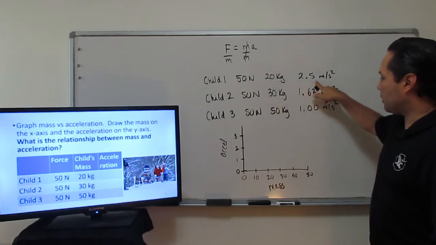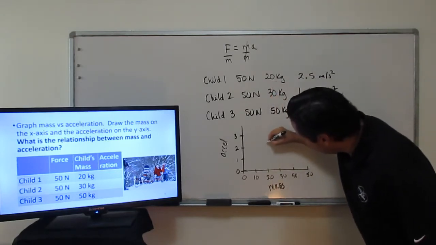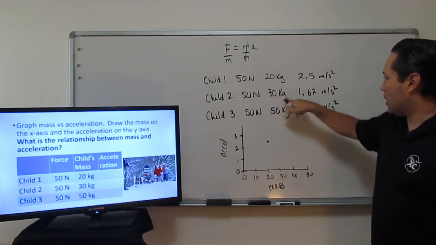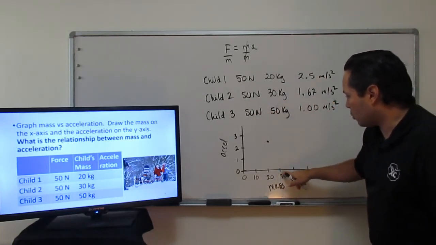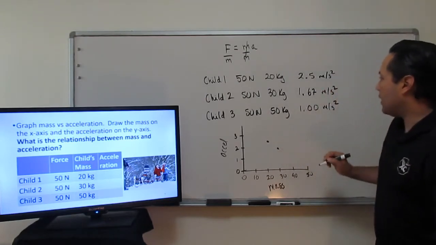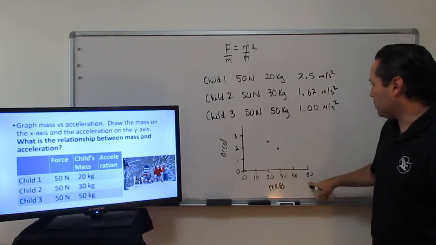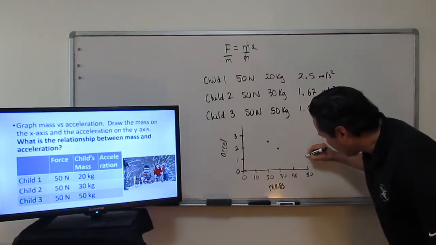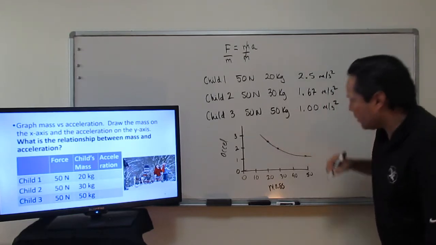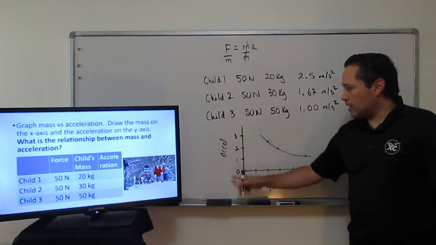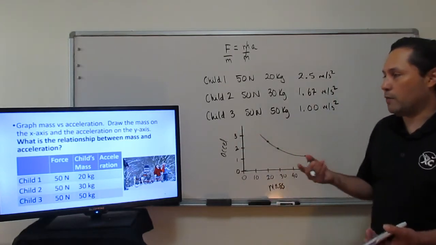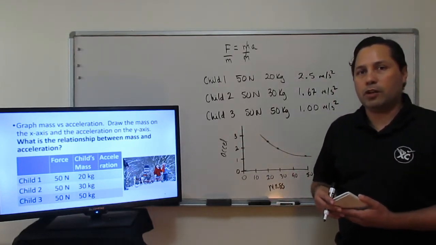The first one is at 20 kilograms and 2.5, so it will be somewhere around here. Then 30 kilograms and 1.67, somewhere around here. And the last one, 50 kilograms and 1.0, will be right around here. There we have it. As the mass increases, the acceleration decreases, so they are inversely proportional to each other.